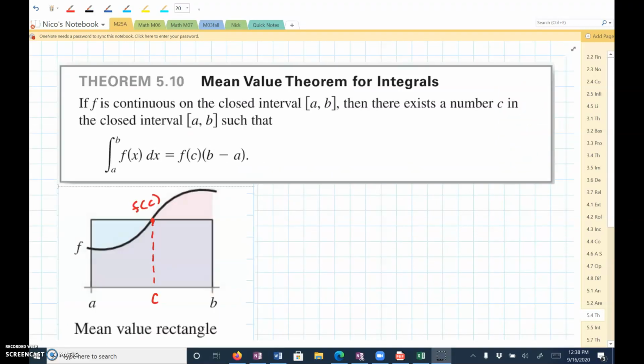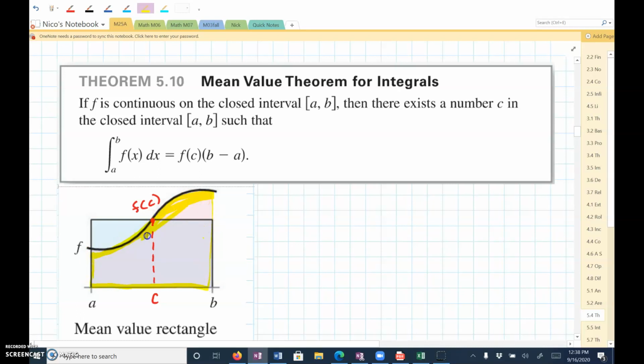Okay, the next theorem we're going to talk about is the mean value theorem for integrals. It states, if f is continuous on the closed interval from a to b, then there exists a c in the closed interval a to b such that the integral from a to b of f of x dx is equal to f of c times b minus a.